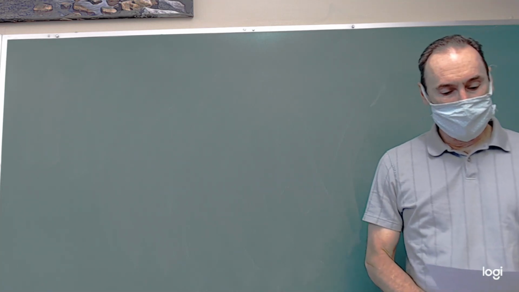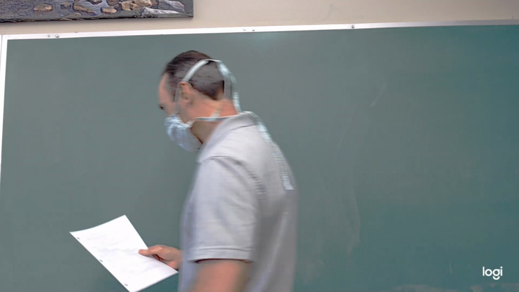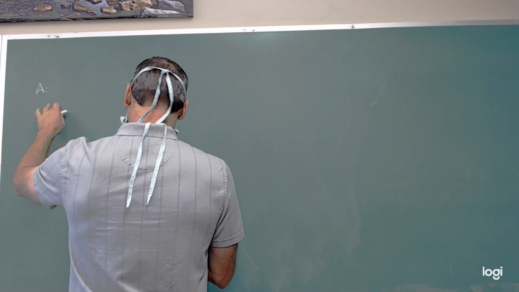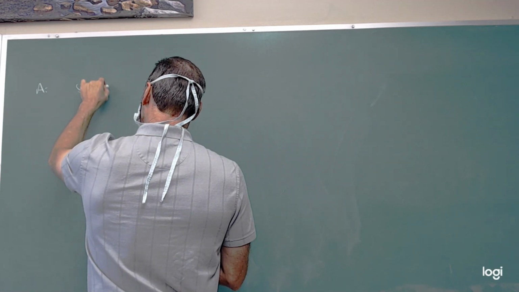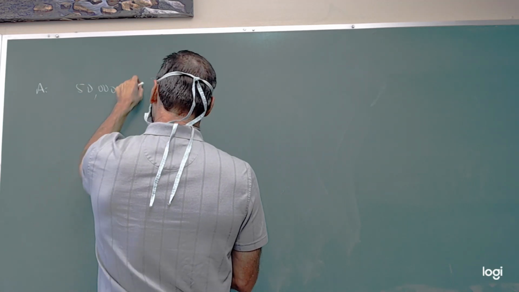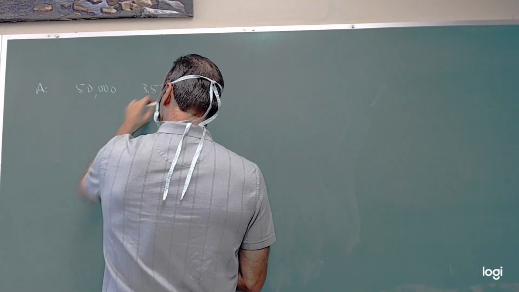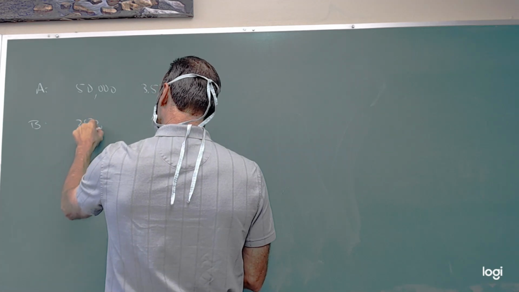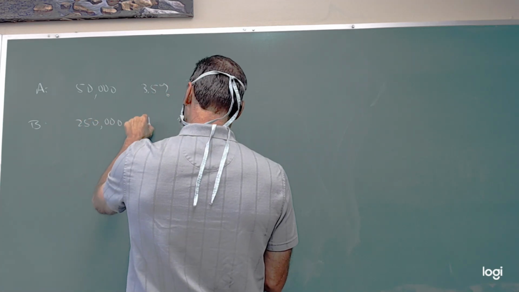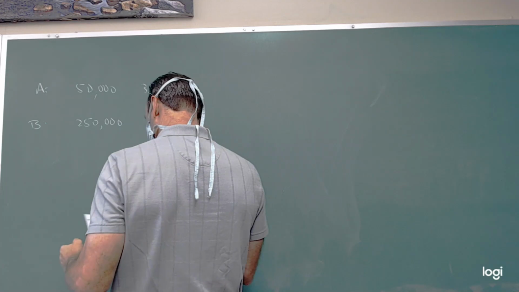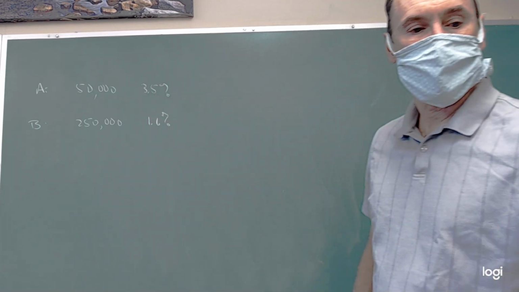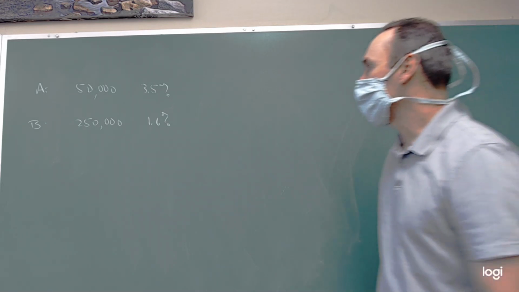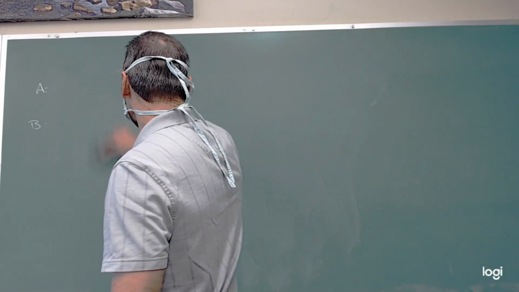So city A has a population of 50,000, and it is growing by 3.5% per year, and city B starts with a population of 250,000, and it increases by 1.6% per year. When are they going to have the same population? Have we done the same problem in here? Let's change it then. So you remember how to do it?